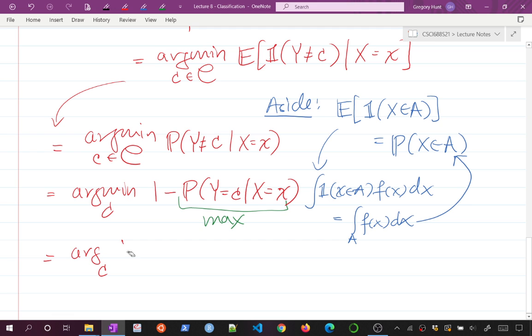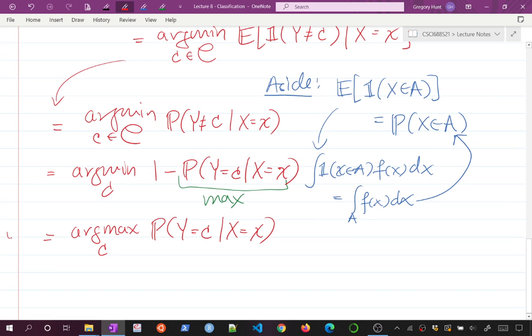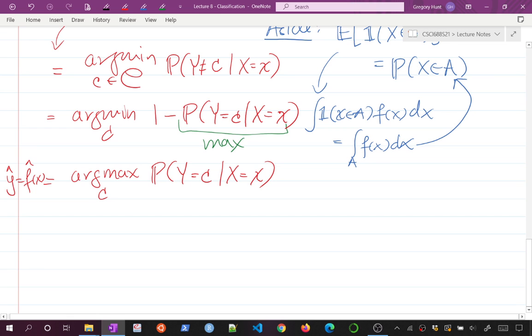Whoops, sorry. So instead of saying minimizing 1 minus this, I can say arg maximizing this. And so recall that this is what I'm predicting: y hat, or f hat of x, is the class. So here's what we're given. We're given some covariates and you say, predict the class. It's called classification. I'm going to predict the class that maximizes the probability that y is equal to c given the x you give me.